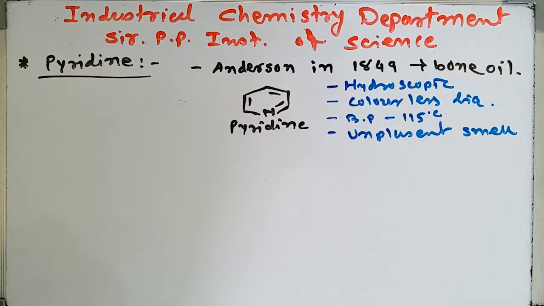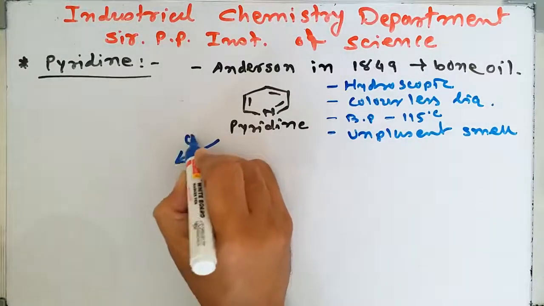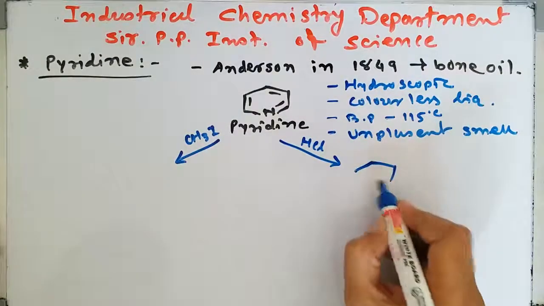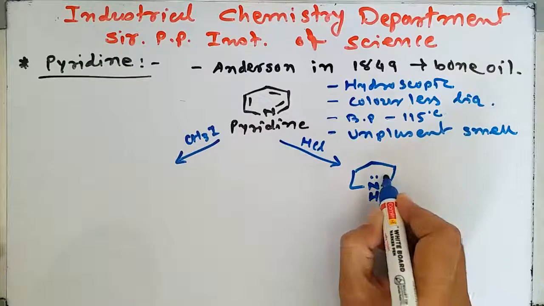Some basic properties we also discuss here. Pyridine behaves like a tertiary base and hence it forms salts with acids. As an example, pyridine is treated with hydrochloric acid and methyl iodide, and its salts are formed. This is pyridine. When it is treated with methyl iodide, CH3I, and with HCl, the salts are produced.